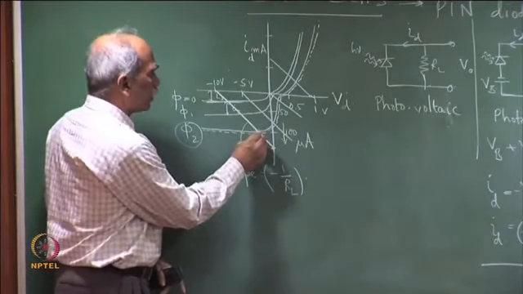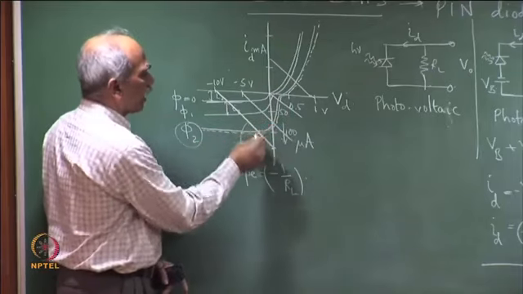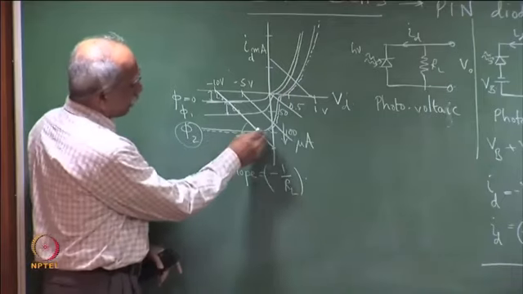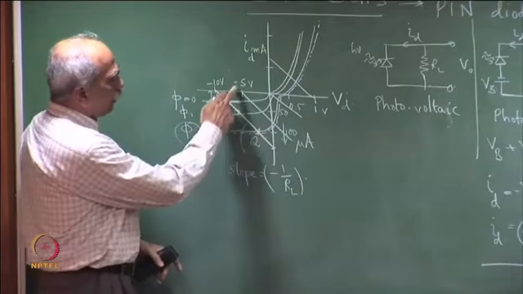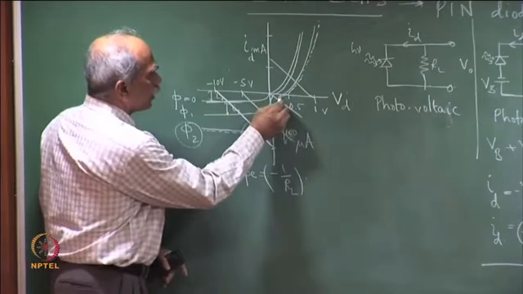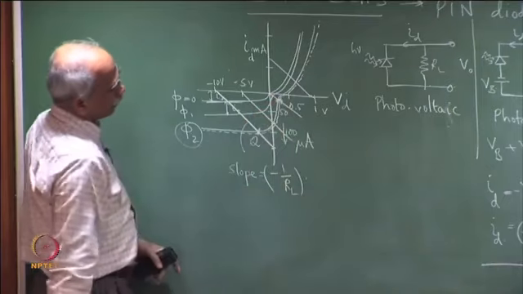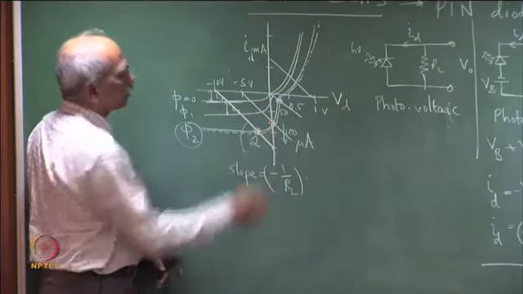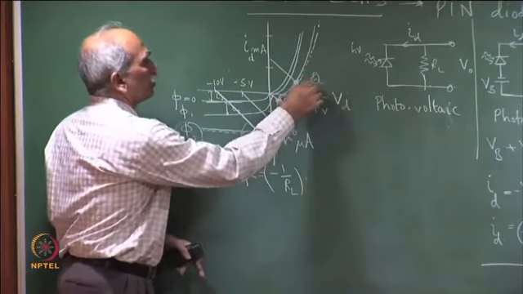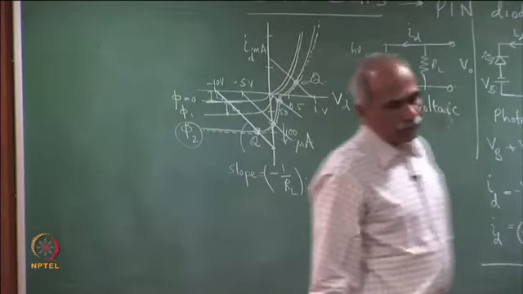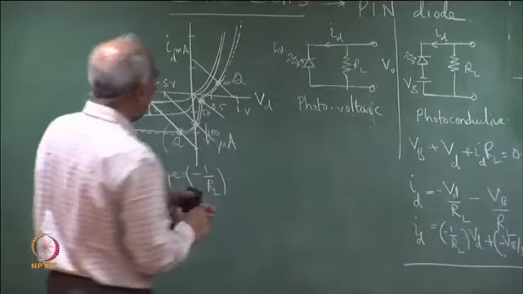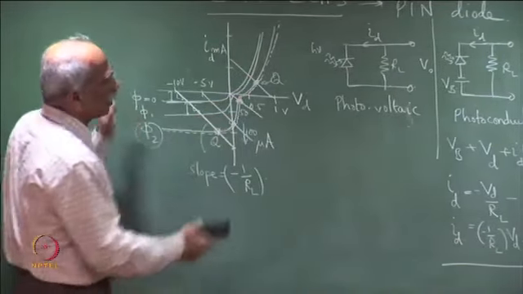The intersection of the load line with the I V characteristic is called the Q point, or the operation point. The Q point is here. If I have 5 volt, the Q point is here, and if I reduce it to 0, the Q point is here. If I forward bias, the Q point is here. This is the operating point if the incident photon flux is this. Let me now draw only this one, corresponding to this, and erase all the rest.